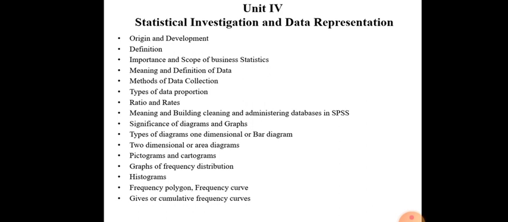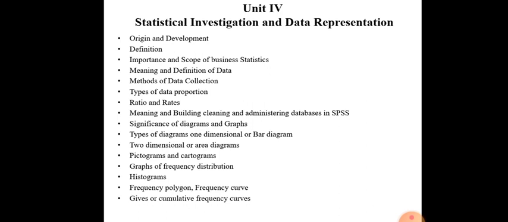In this chapter these are the contents. The first is origin and development, which means when statistics came into existence. We will also see the definition, and the importance and scope of business statistics: how it is important, how it is used, and what scope it has. In this modern world, statistics is very useful and needed.